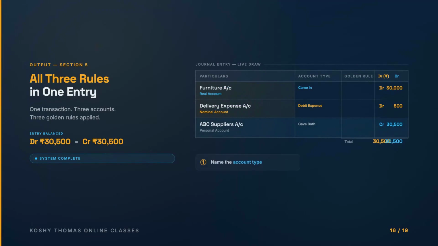Furniture debited, real rule. Supplier credited, personal rule. Delivery expense debited, nominal rule. 1 purchase, 3 rules, 2 clean journal entries. That's the whole system right there. Identify the account type first, apply its rule, and your debit-credit question answers itself.